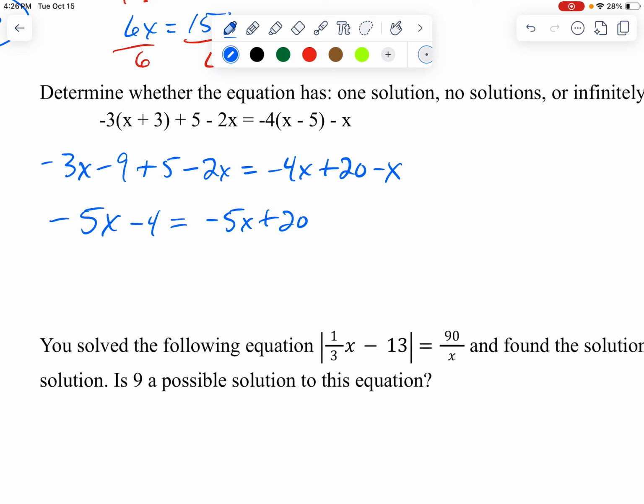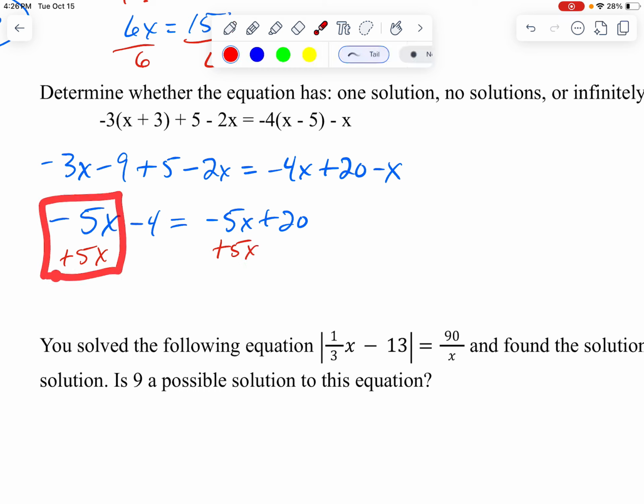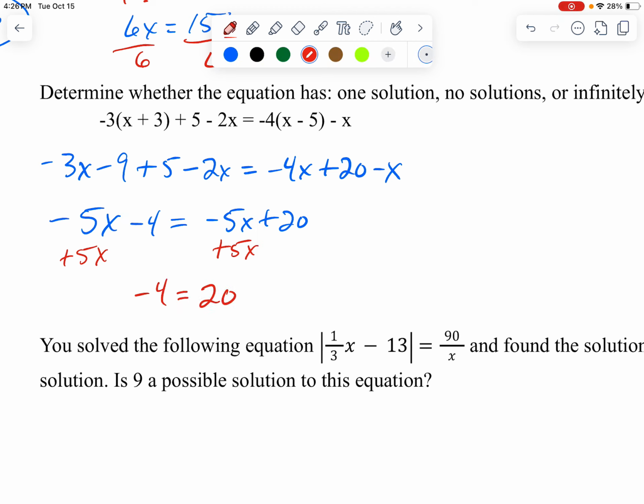So I'm going to go through my solving process. I've got variables on both sides. I always want to get all the variables to one side. I'm going to add 5x to both sides here. And notice what happens when we do that. Both of those terms are going to go away, and I'm going to be left with negative 4 equals 20.